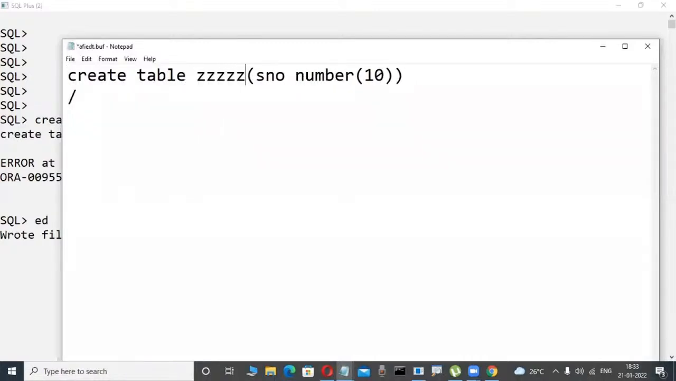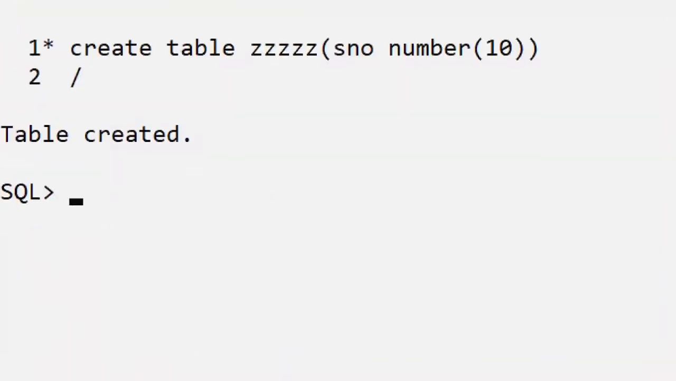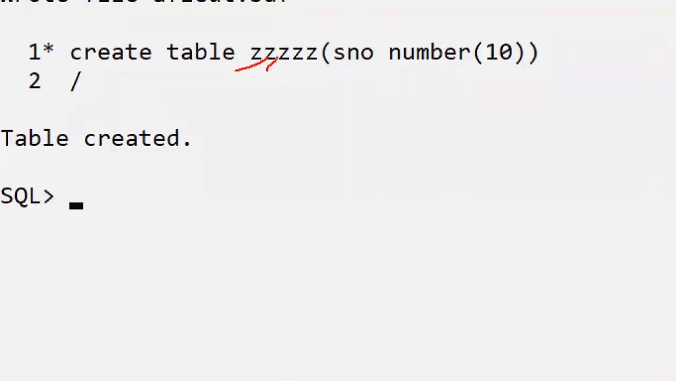Suppose Z is a table. Observe here, Z is a table. For example, I am creating this table. Slowly observe here, Z is a name I'm giving.